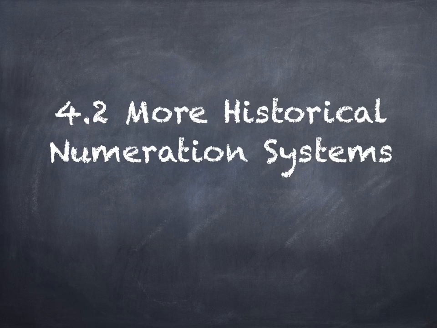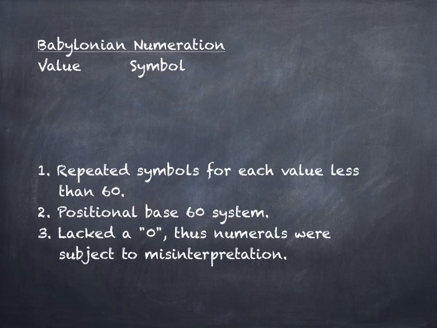All right, so today we're going to start with a couple other historical numeration systems. The first one we're going to look at are the Babylonians. The Babylonians have a nice system in the sense that it's condensed. There are only 2 symbols.